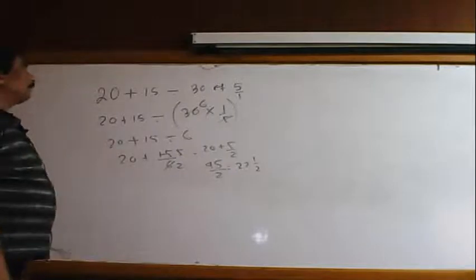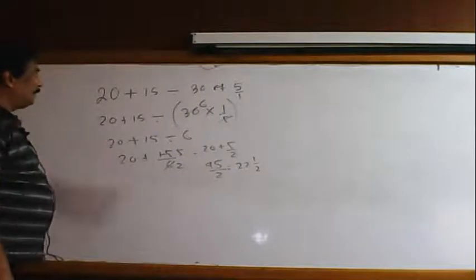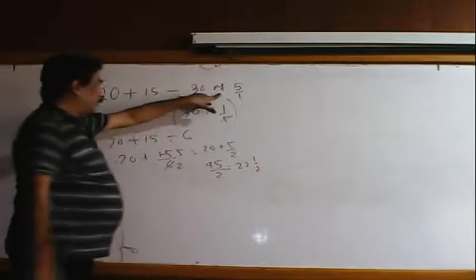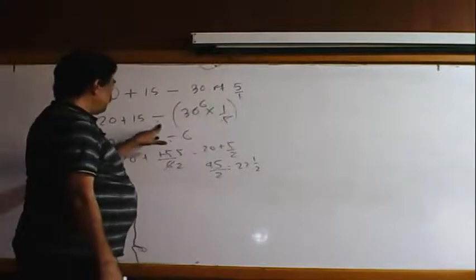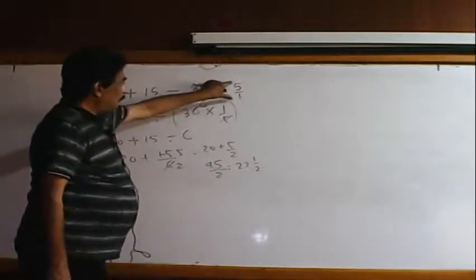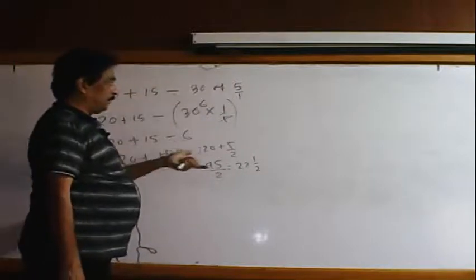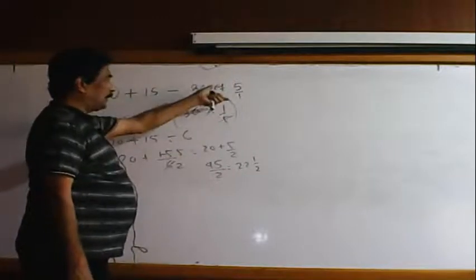20 plus 15 division 30 of 5. Instead of division of, before the of sign there is a division sign. So keep it as division, and of becomes multiply. After of, whatever number comes, that number will be reciprocal. If it is 5 by 4, your result is 4 by 5.